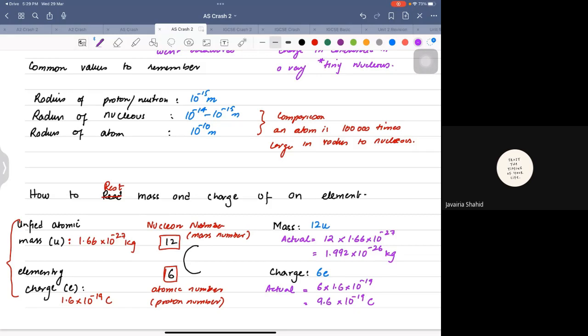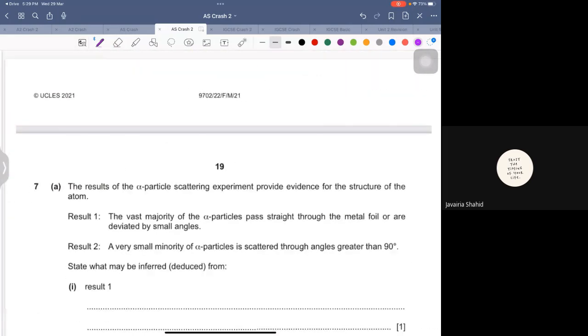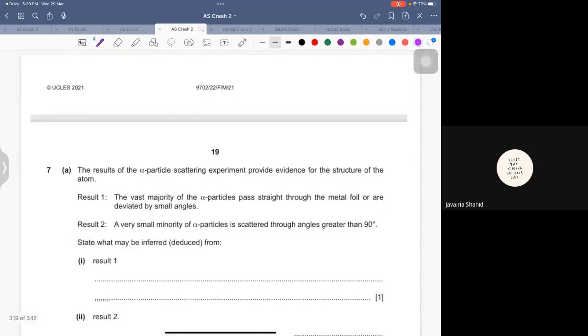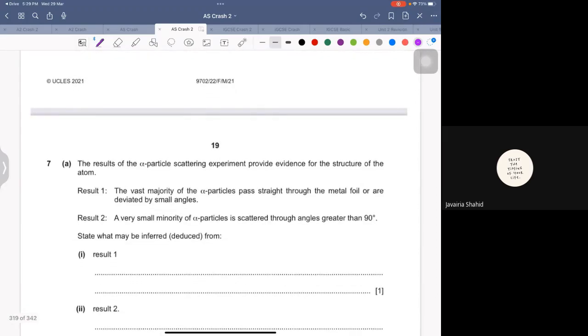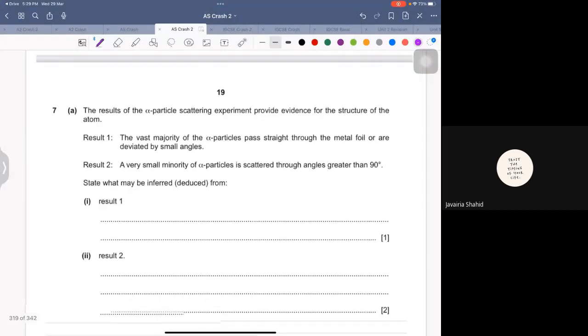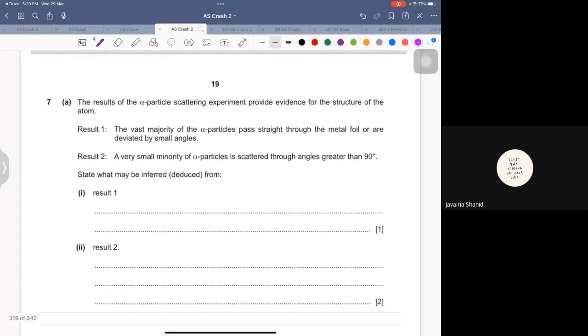Okay. Now for this question, it says the results of alpha particle scattering experiment provide evidence for the structure of atom. Result one is that the vast majority of alpha particles pass straight through the metal foil or are deviated by small angles. And result two, a very small minority of particles scattered through angle greater than 90 degrees, which means they come back. What may be inferred or deduced from result 1? Most of the atom is empty space.